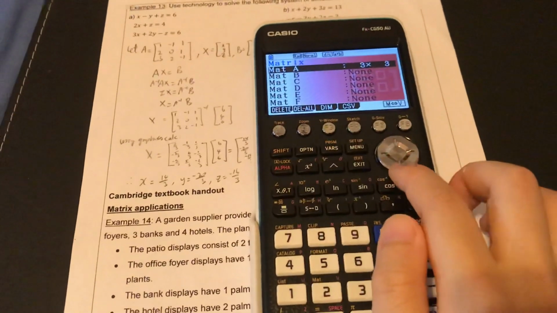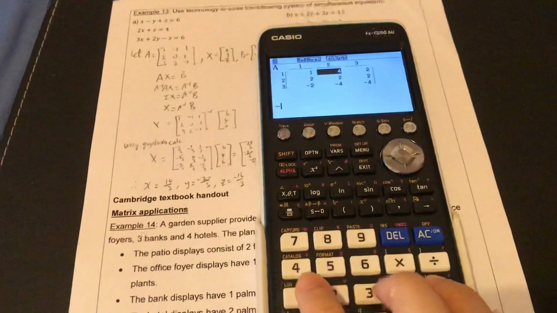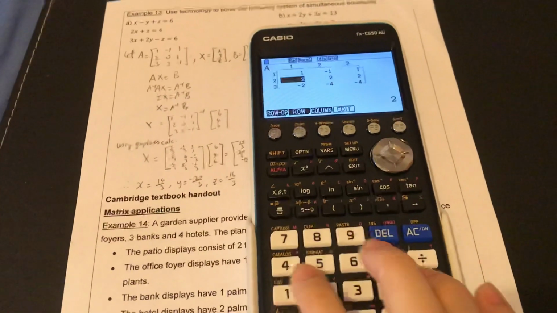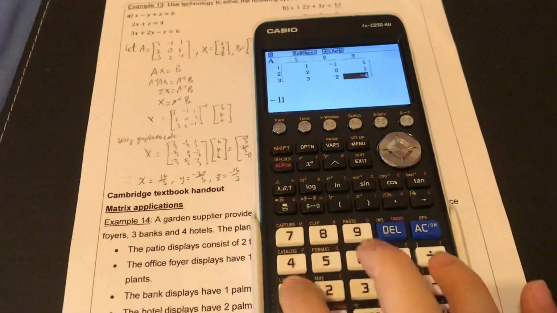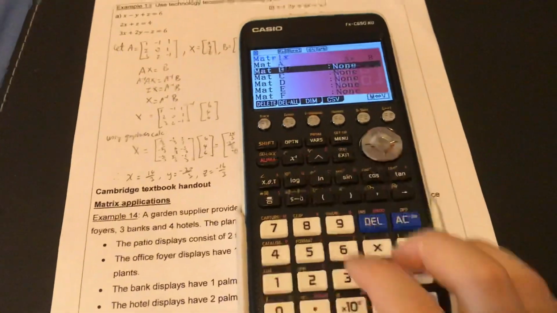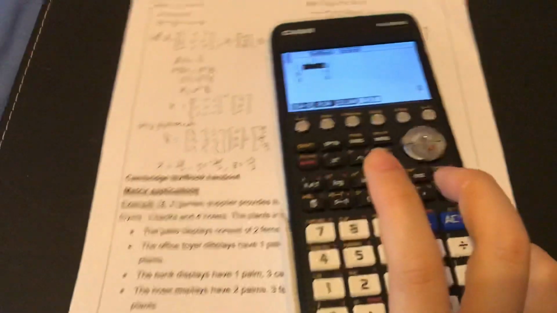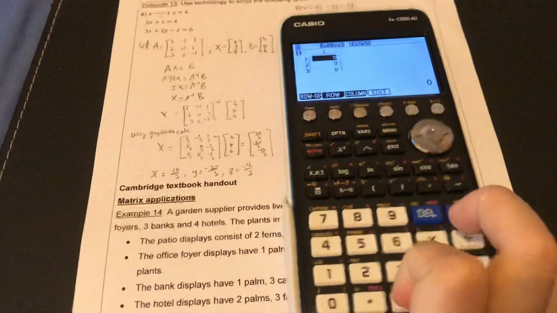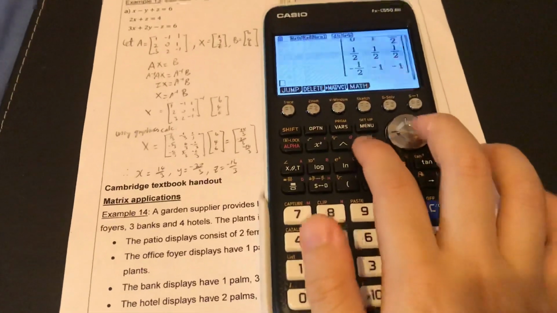F3 for matrix vector. I'm going to edit the 3 by 3 one. So 1, negative 1, 1, 2, 0, 1, 3, 2, negative 1 is matrix A. I also need a matrix B, a 3 by 1 matrix of the constants. So that was 6, 4, 6. So 6, 4, 6, exit, exit.